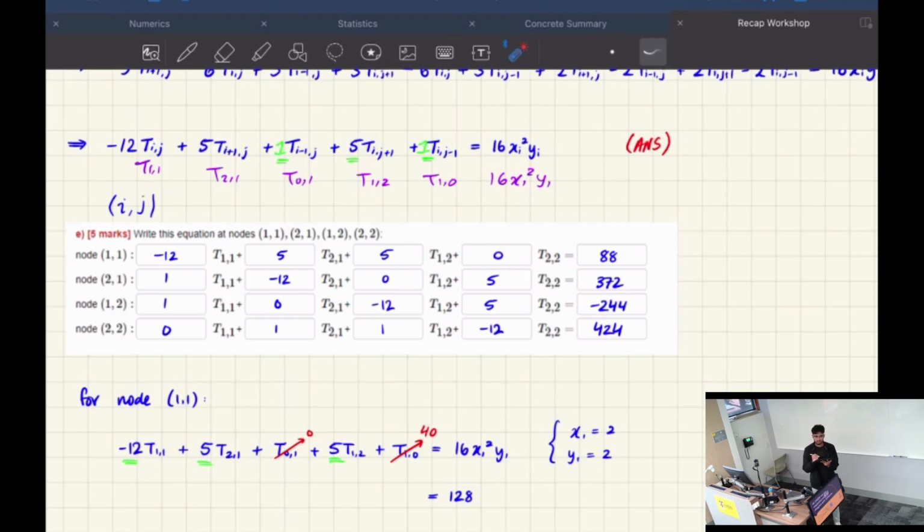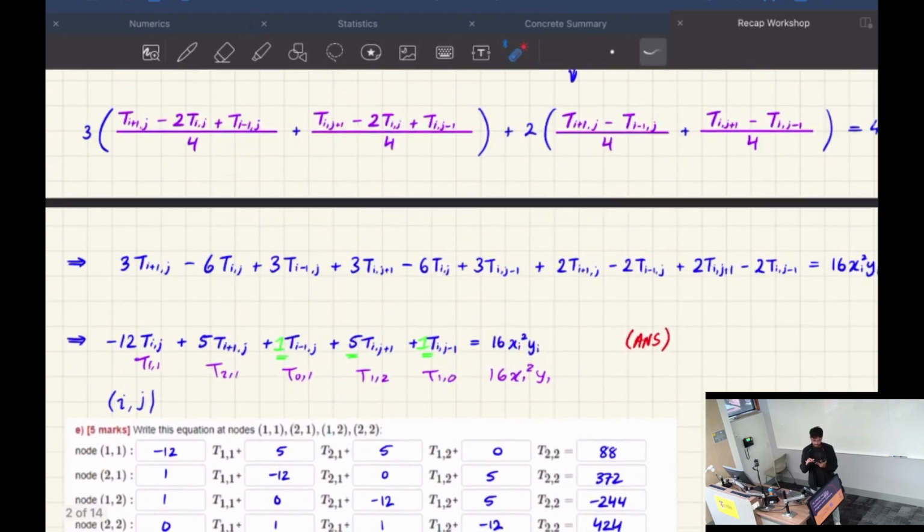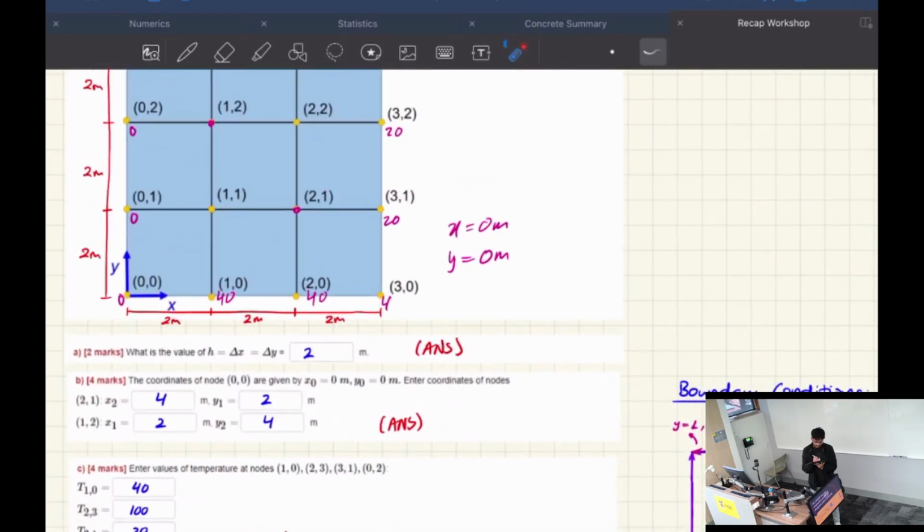Cool? Yeah. And then this 88, I'll quickly show you guys where it comes from. So x1 and y1, if we're taking a look at it, just scroll up a little. x1 is this up here, and y1 is this. It's going up by 1 unit and to the right by 1 unit. That's 2 meters, 2 meters. Therefore, x1 is equal to 2 meters, y1 is equal to 2 meters. Cool?